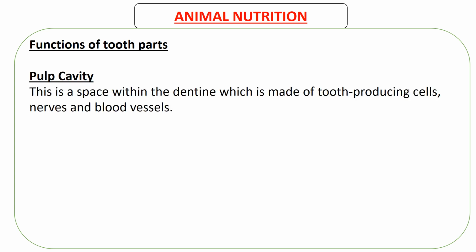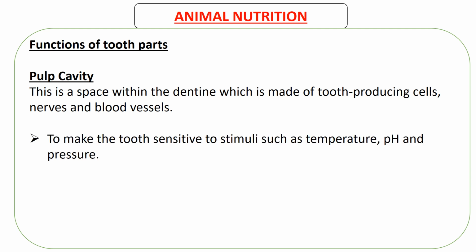So now the pulp cavity. This is a space within the dentine which is made of tooth producing cells, nerves, and blood vessels. The functions are to make the tooth sensitive to stimuli such as temperature, pH, and pressure. Stimuli are things that happen outside that a living organism should respond to. Things like temperature, pH, chemicals, those are stimuli.